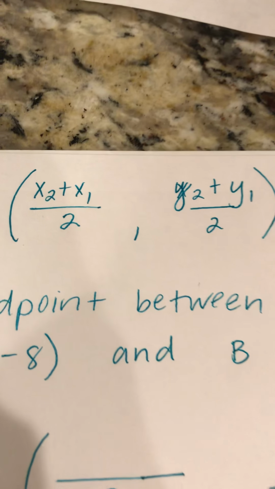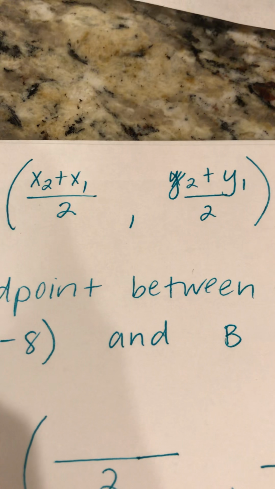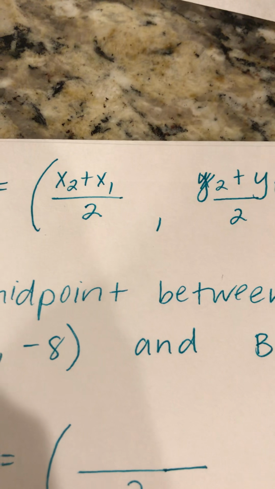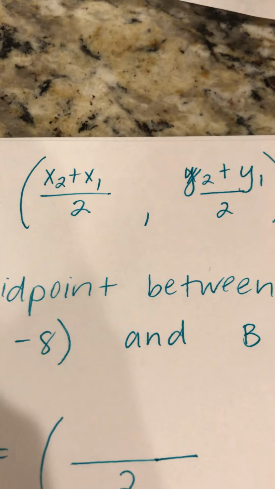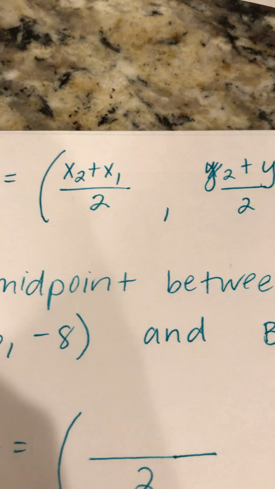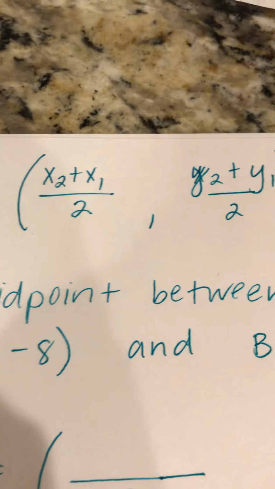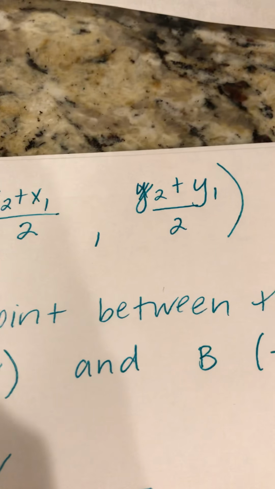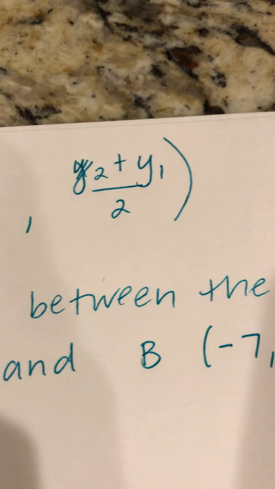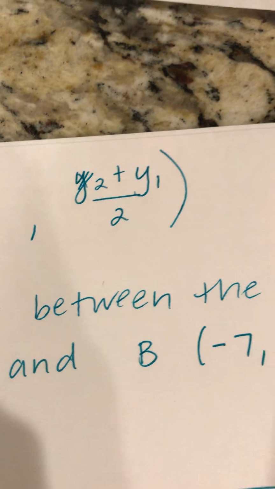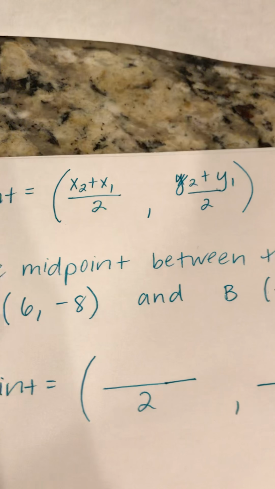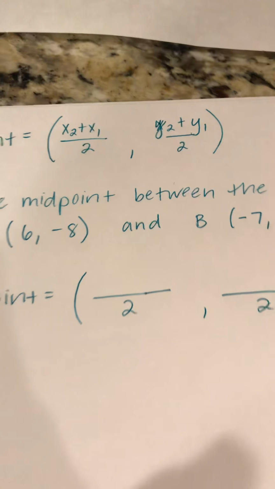It's x2 plus x1. So you're going to add the x values of your coordinates and divide them by 2 because it's the middle. To find the middle, we divide by 2, halfway, divided in half. And then we're going to add the y coordinates, y2 plus y1, and then divide that by 2. That will give us a new point, which will be the middle of our 2 points.